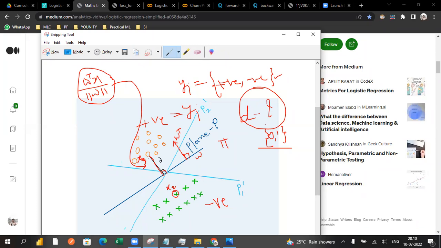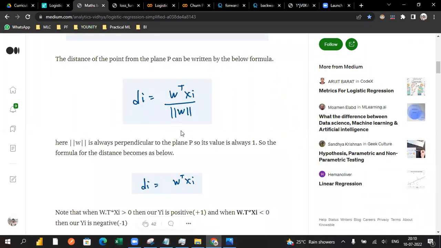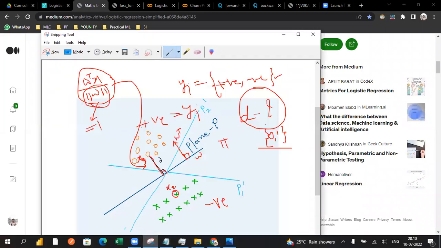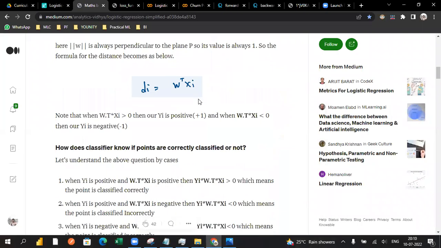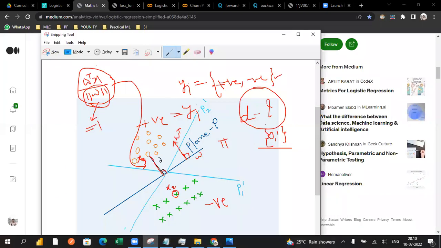At the time it is perpendicular, the norm of W is going to be equal to 0, right? Or, sorry, it is going to be equal to 1, the norm of the weight vector W. So in this case, the norm of W is always going to be 1 because of the perpendicular. So you will eventually get the distance W transpose Xi. This is what you're left with.